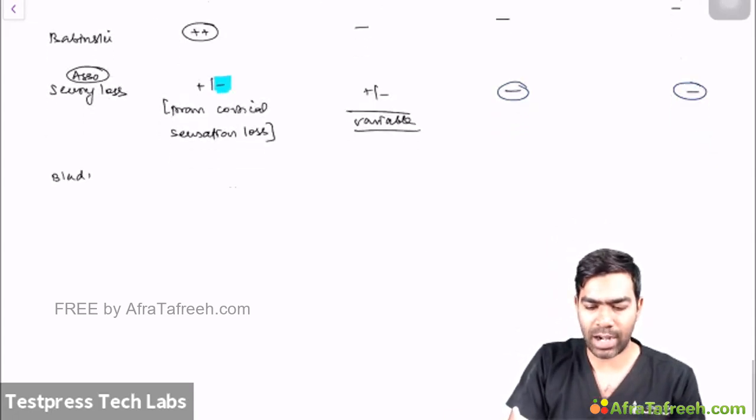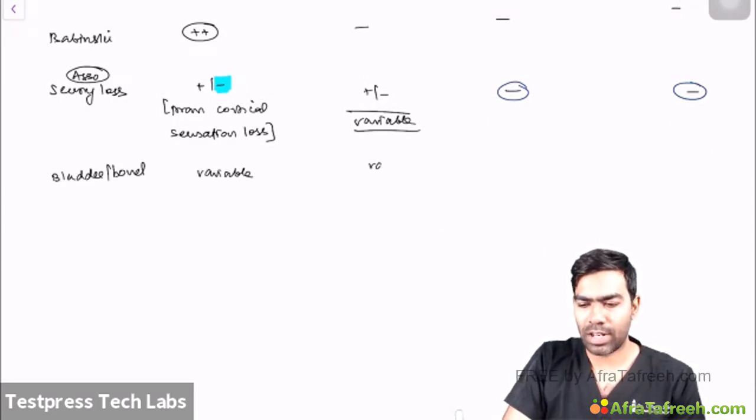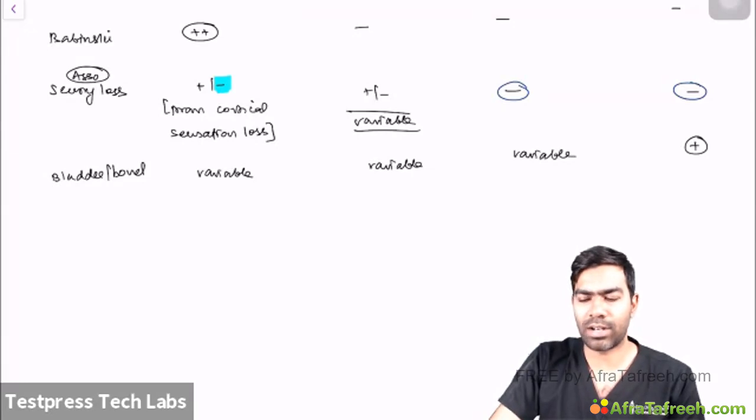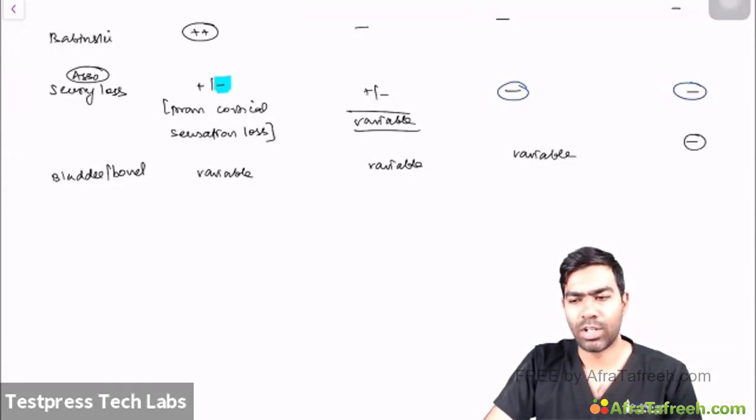Then what about bladder and bowel involvement? Bladder and bowel involvement is variable here, and here also variable. It can be there or cannot be there. But typically bladder and bowel involvement will never be there in the setting of a pure myopathy. We are talking about a muscle problem, a skeletal muscle problem, not a smooth muscle problem.